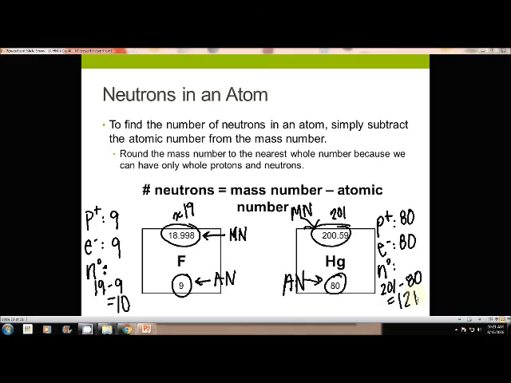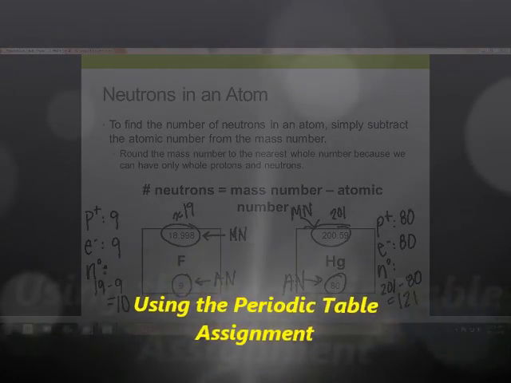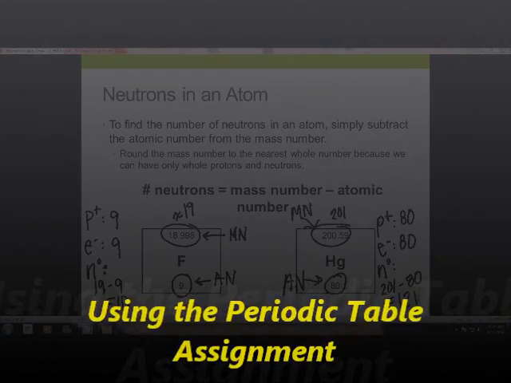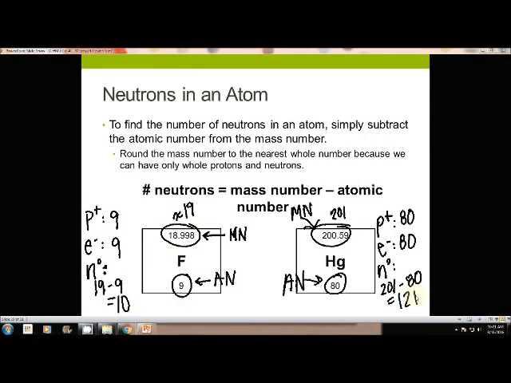So on the assignment, it's called the Using the Periodic Table assignment. We are going to be figuring out protons, electrons, neutrons, also practicing our symbols and identifying mass number and atomic number. And that worksheet, you're going to have a table like that, almost the same way on the Chapter 4 test. So let's get started.